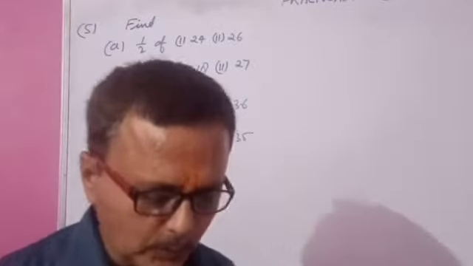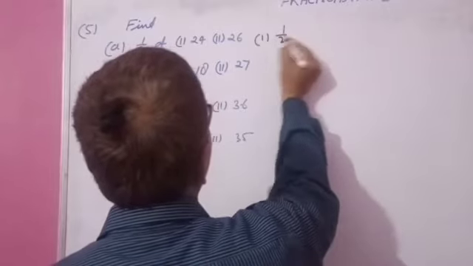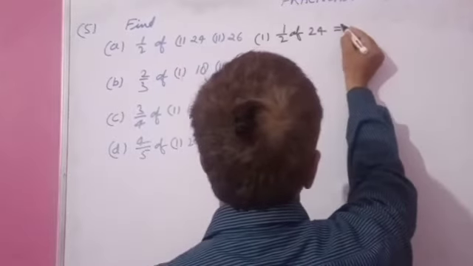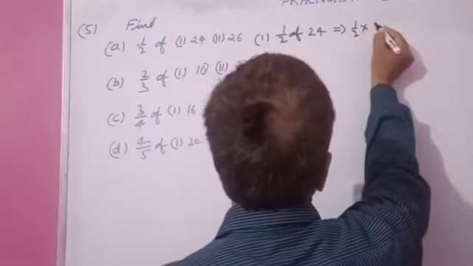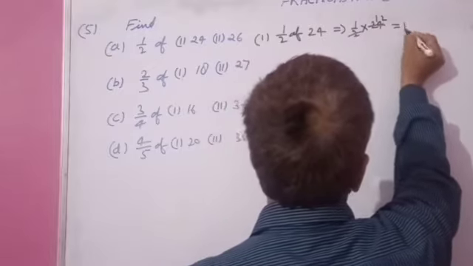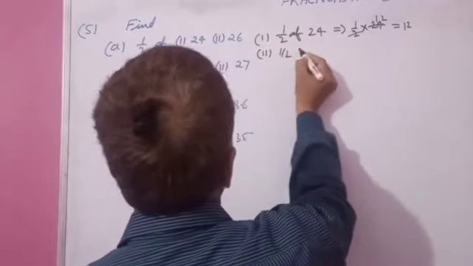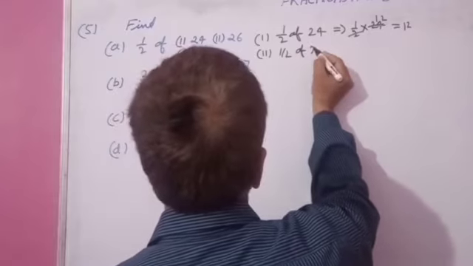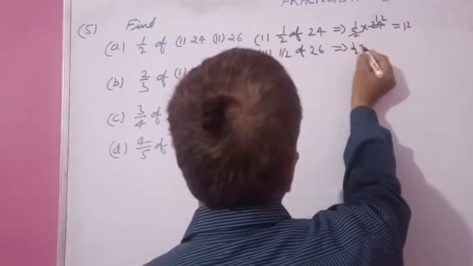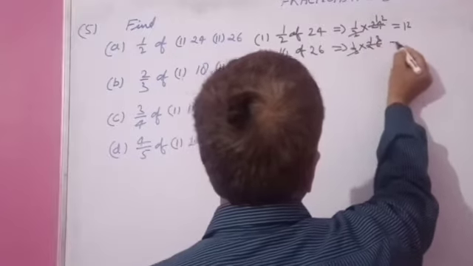Find 1 upon 2 of 24. This is the first part, 1 upon 2 of 24, means 1 upon 2 multiplied by 24. That is 2 1s are 2, 2 2s are 4, that is 12. Second part is 1 upon 2 of 26. That is 1 upon 2 multiplied by 26, 2 1s are 2, 2 3s are 6, 13.